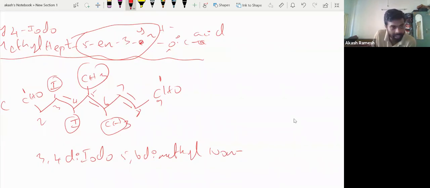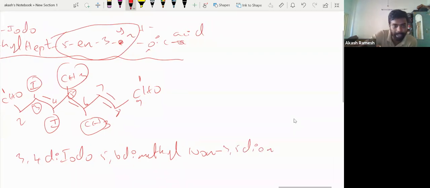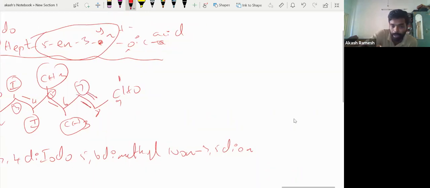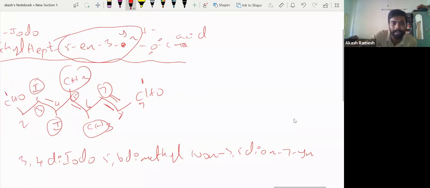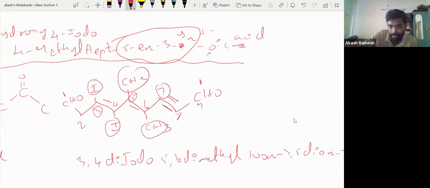Then comes your secondary suffix. Now in 3, I have a double bond, and also 5, I have a double bond, right? You should not tell 4 and 6. You should tell 3 and 5 because that is the lower possible number. So 3,5 di-ene, right? And you see in the 7th carbon atom, I have a triple bond. So it is going to be 7-yne. And then comes the suffix part, primary suffix, that is obviously going to be the aldehyde. So it has to end with al.